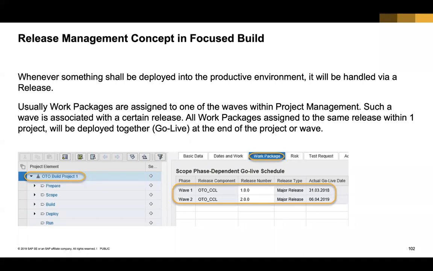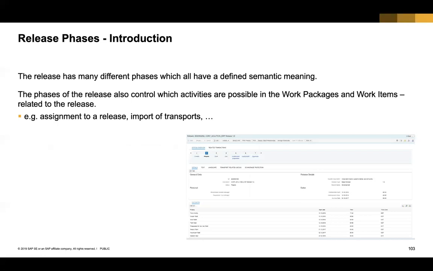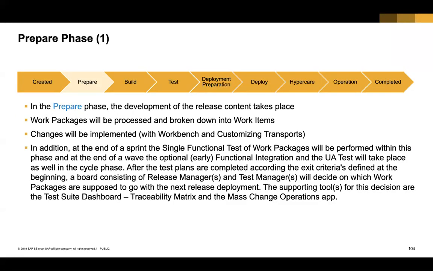And it's always assigned to a particular project. So a project in Focus Build is always assigned to a particular release. A release goes through various phases. In the prepare phase of the release, we are working on work packages. They're worked down, they are divided into work items, transports are created, work is being done. And then once all the work is done, then we build the release. Now this build is different from your project build.